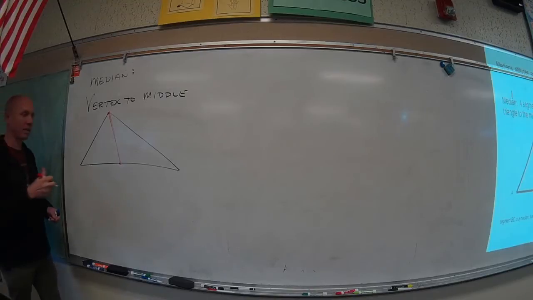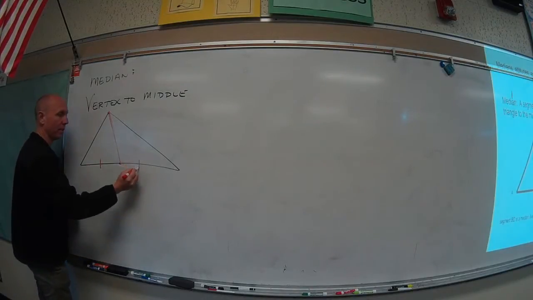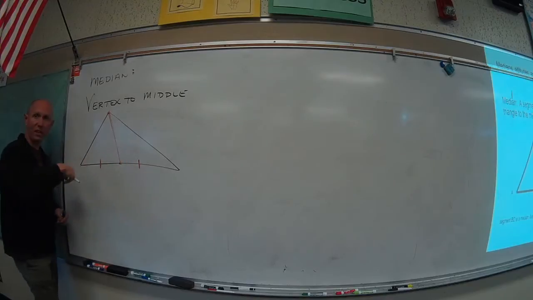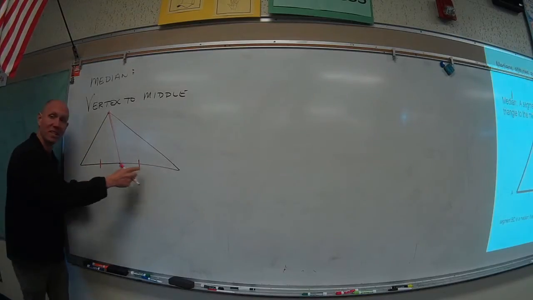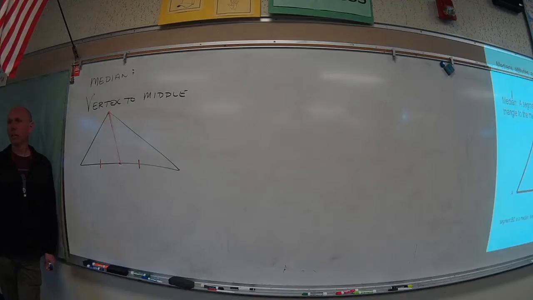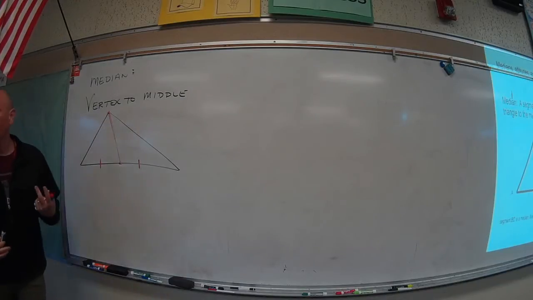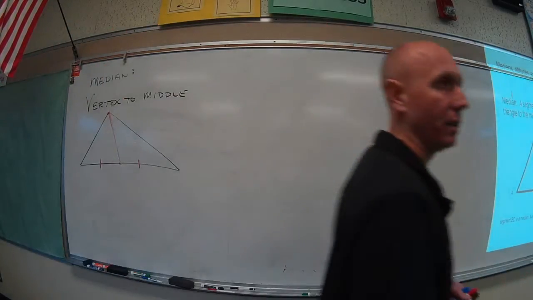And to show that I'm in the middle, I'm going to say that this guy right here is identical to that guy right there. A single hash, single hash. That means those are the same length. And if they're the same length, it means it's at the midpoint. So median is vertex to middle. Is it only for triangles? It's only for triangles for us today. Maybe it applies to other things that I don't know about, but we're only going to be dealing with it in terms of triangles.